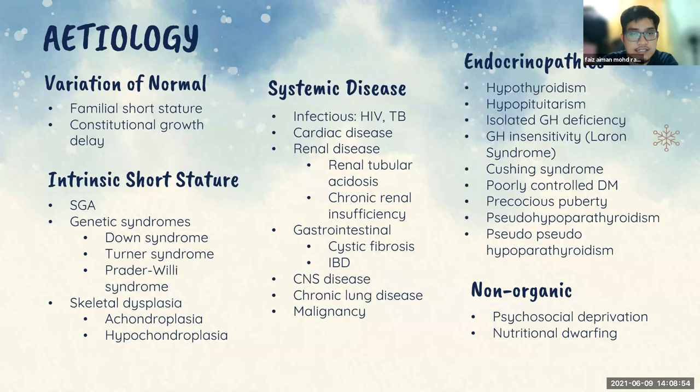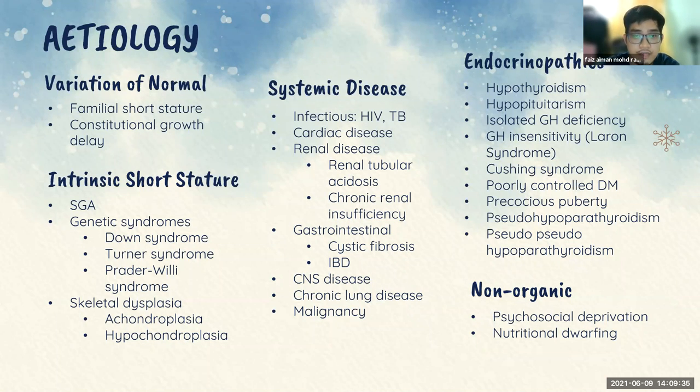Okay, this is also another important slide. When you see patients with short stature, you need to know the possible causes and etiology. There are several possible causes. First, a variation of normal, which can be either familial short stature or constitutional growth delay, or the child can have intrinsic short stature. For example, in case of small for gestational age, or if they have genetic syndromes, for example, Down syndrome, Turner syndrome, or Prader-Willi syndrome, or skeletal dysplasia, like achondroplasia or hypochondroplasia.